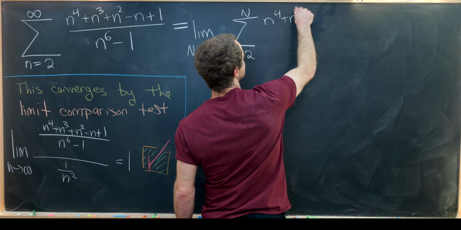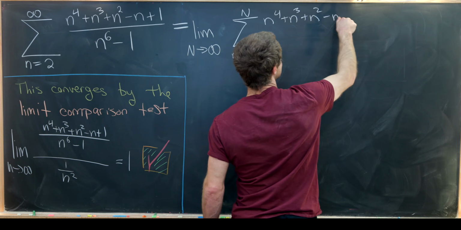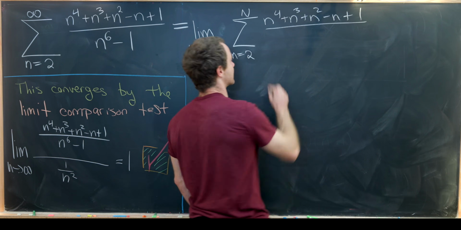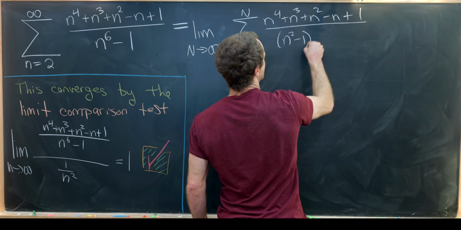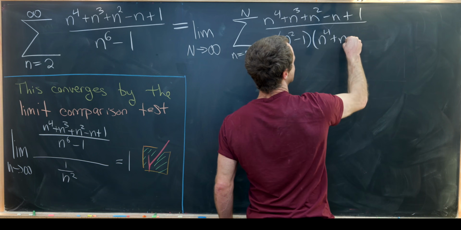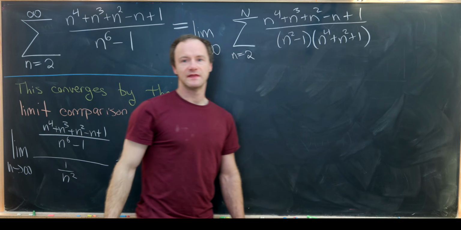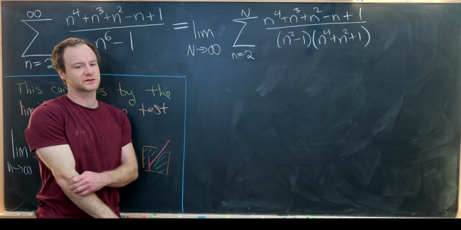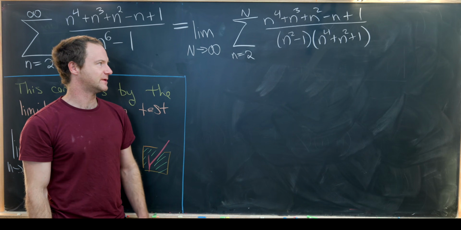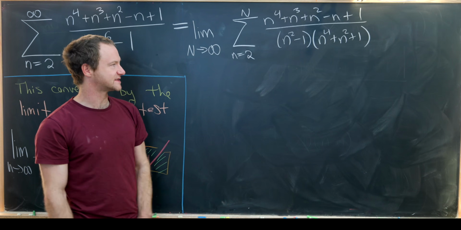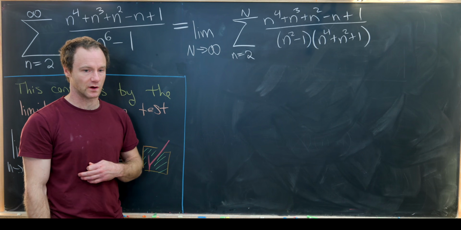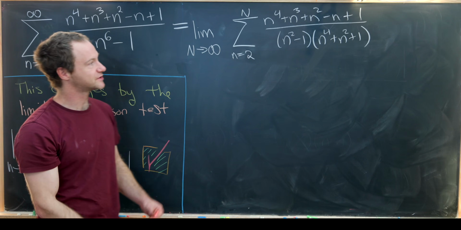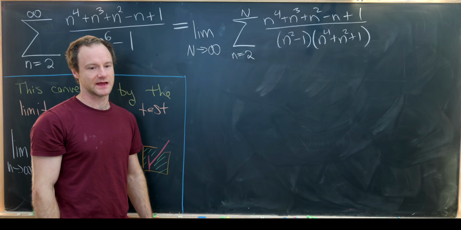n to the fourth plus n cubed plus n squared minus n plus 1, and then I'll go ahead and factor the denominator. Let's recall I was using n squared minus 1 and then n to the fourth plus n squared plus 1. That was visualizing this n to the sixth minus 1 as a difference of cubes. Before we get too deep into the solution, I'd like to point out that we're starting the sum at n equals 2 instead of n equals 1, because n equals 1 would give us a 0 in the denominator. Maybe that goes without saying, but I'll go ahead and say it.